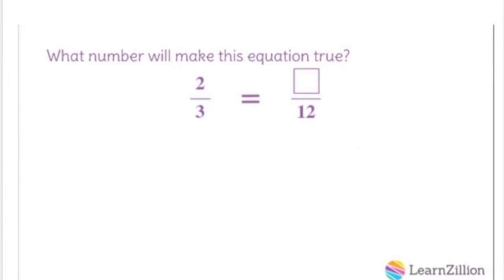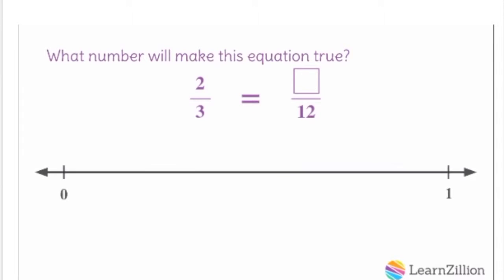In this example, the problem asks us to find the number of 12ths that are equivalent to 2/3. We could use a number line to figure out what number we could place in the box to make this equation true. The number line needs to show thirds, which means there are 3 equal segments to make one whole. We know that this is 1/3 and 2/3. We need to see how many 12ths will represent the same distance from 0 to 2/3.